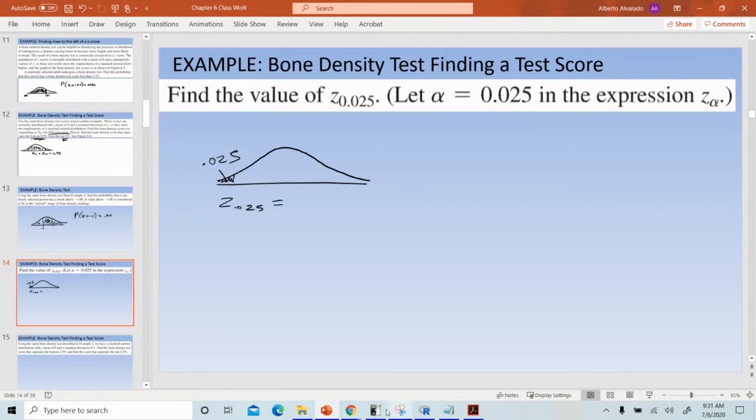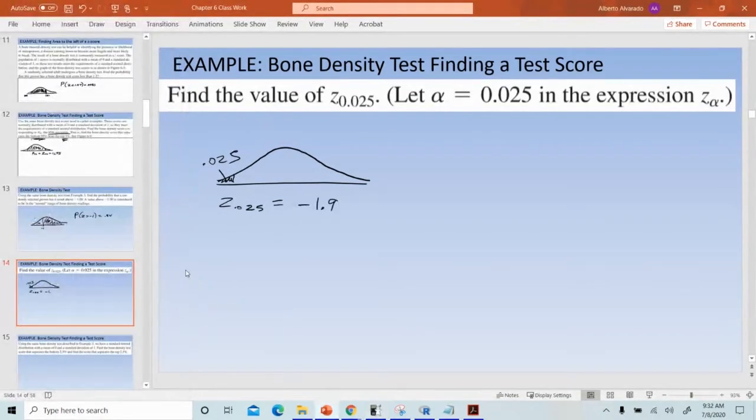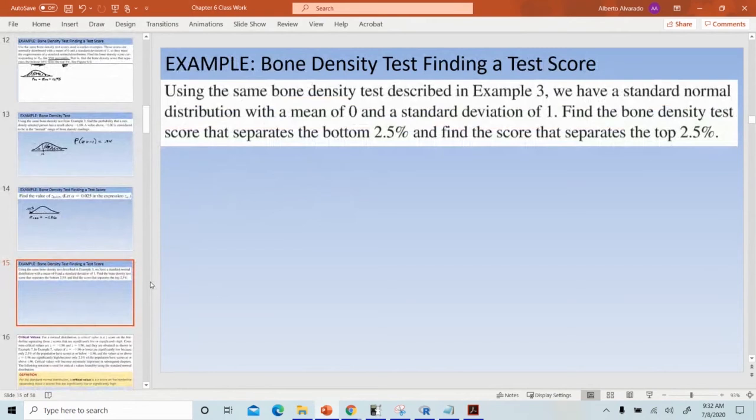We're just going to do inverse norm again. So second vars, inverse norm. Of course, you could search the body of the table for 0.025 as well and get the z-score that correlates with that. Mean is 0, standard deviation of 1. You get -1.96. And this is one of those common ones you'll notice that comes up. You're going to see that certain z-scores come up more than others.